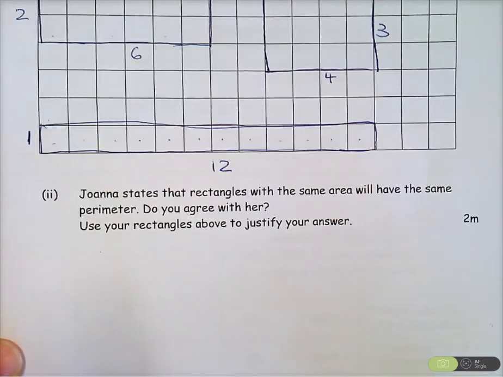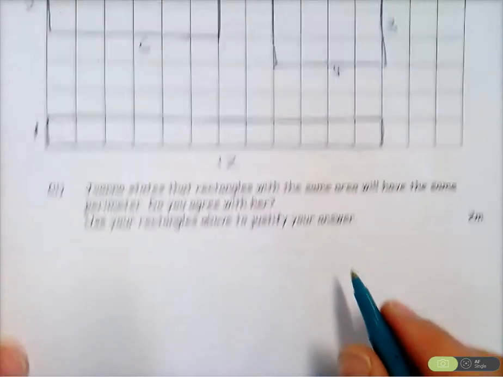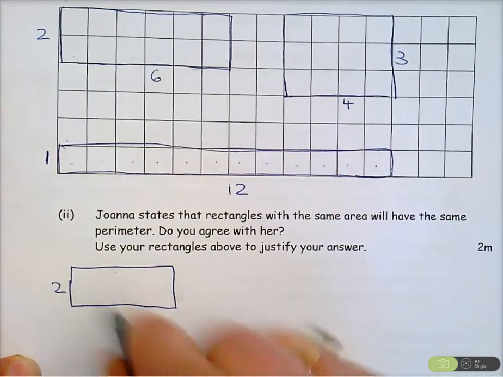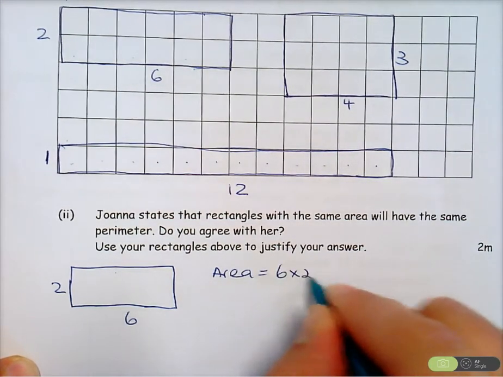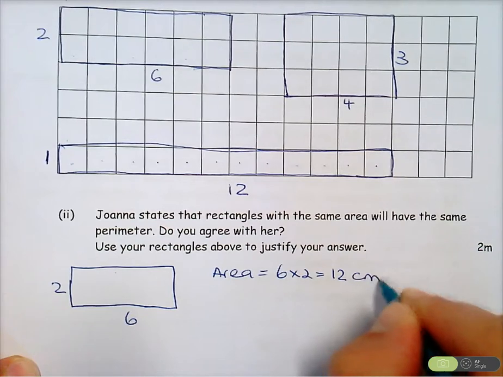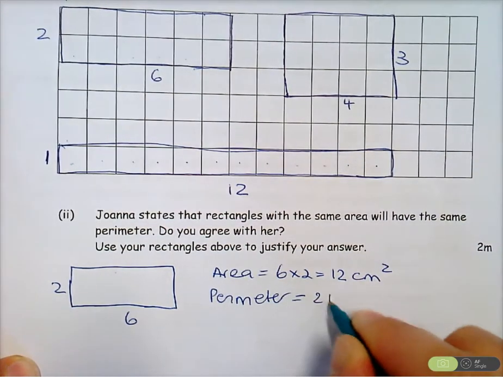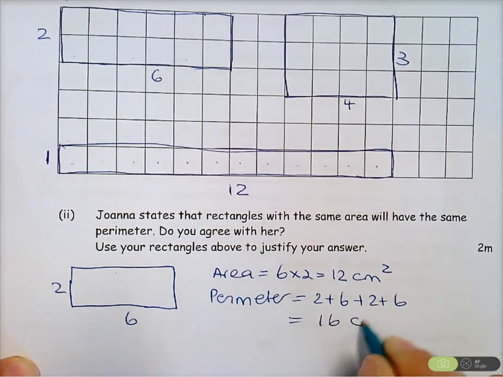Joanna states that rectangles with the same area have the same perimeter. Use your rectangles to justify your answer. So I'd be drawing one of them, this 2 times 6 one, and I would say the area of this is 6 times 2, which is 12 centimetres squared, but the perimeter of this one is 2 plus 6 plus 2 plus 6, which is 16 centimetres.